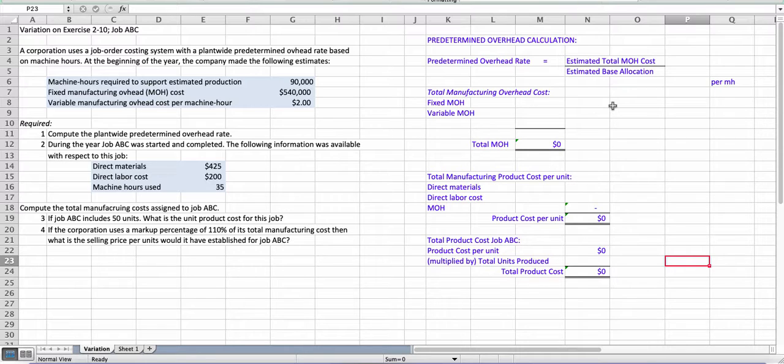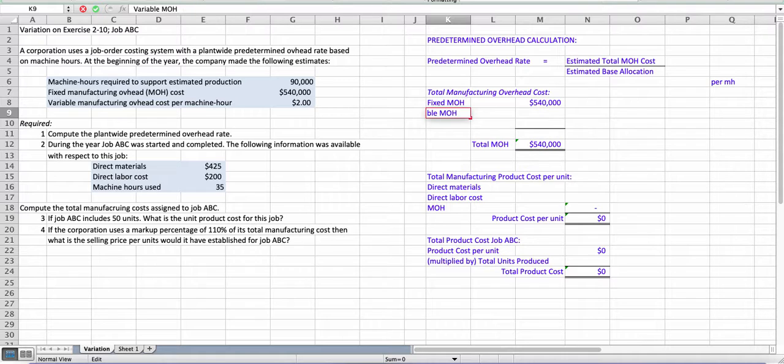Well, here's the equation. A predetermined overhead rate is the estimated total MOH, or manufacturing overhead cost, divided by the estimated base allocation. But in this situation, we have a fixed and a variable piece. So we need to do a little calculation. Fixed manufacturing overhead is right here, 540,000. Variable overhead is going to be a calculation.